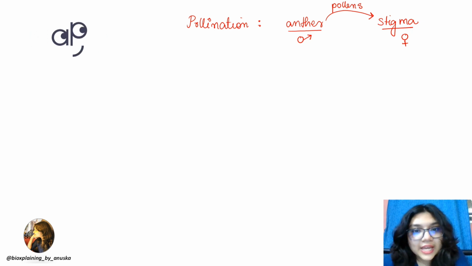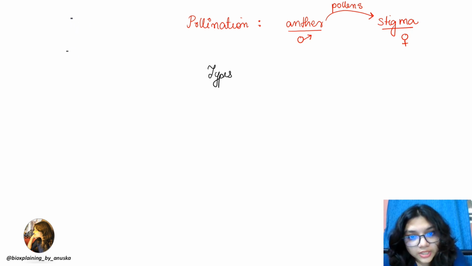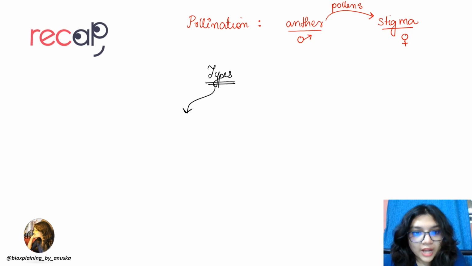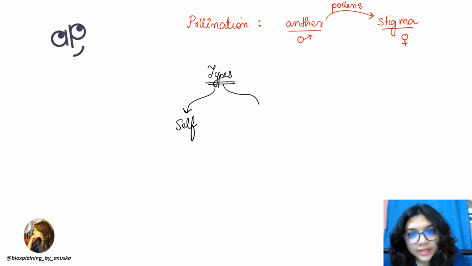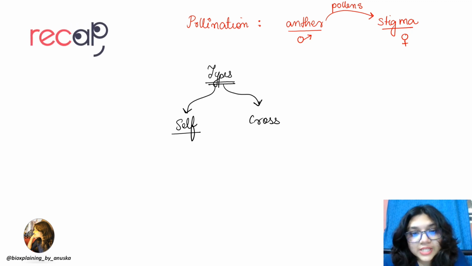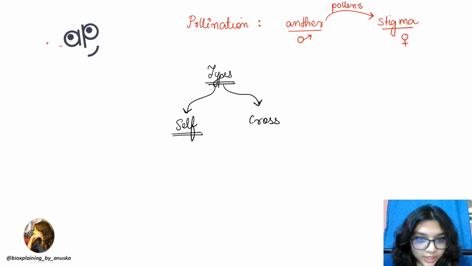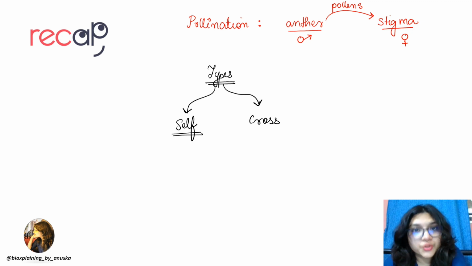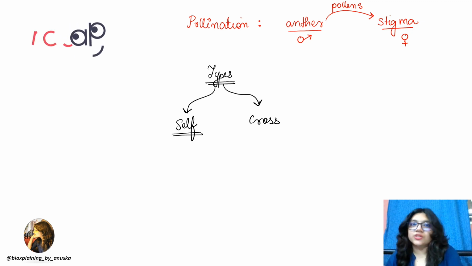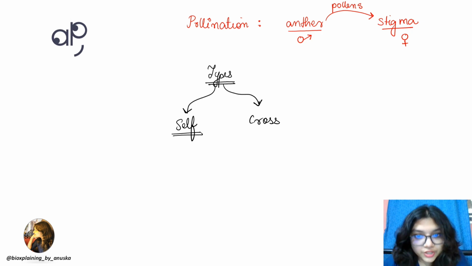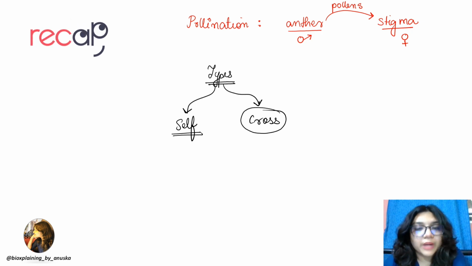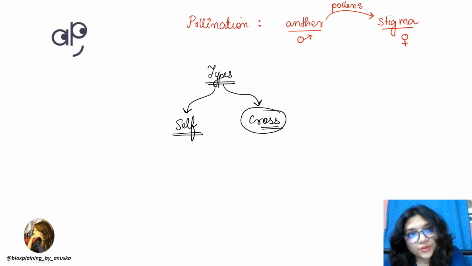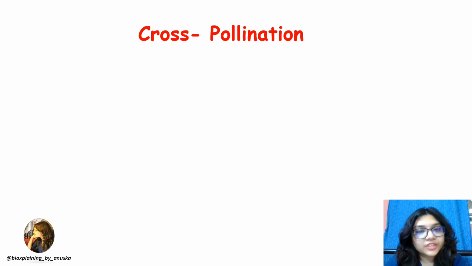Then what did we see? Then we saw that the types of pollination we have, one is self-pollination and the other is cross-pollination. In our last video, we discussed in detail what is self-pollination, what are its types, what are the required conditions for self-pollination to occur, the advantages, disadvantages. In this video, we are going to be concerned about what is cross-pollination, what are the required conditions, and so on and so forth. Okay, so let's begin with cross-pollination.